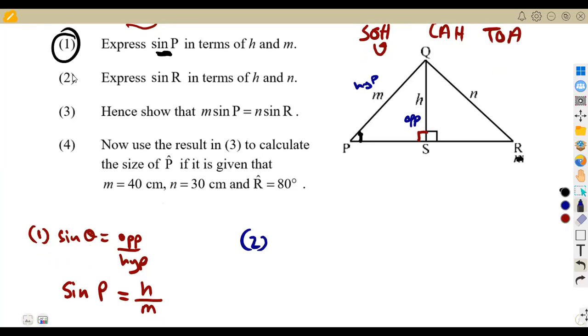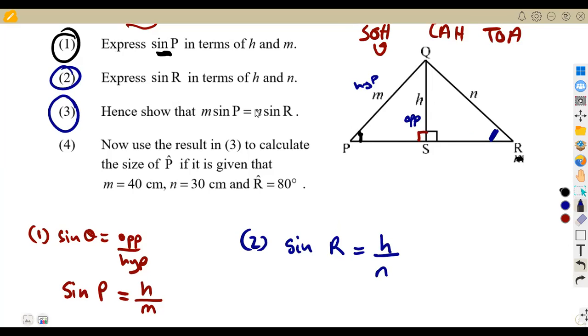Number 2, express sine R in terms of H and N. So this is the sine of angle R, okay? So the sine of angle R here, according to angle R, this is opposite, and this is the hypotenuse. So it's going to be opposite, which is H, over the hypotenuse, which is N.